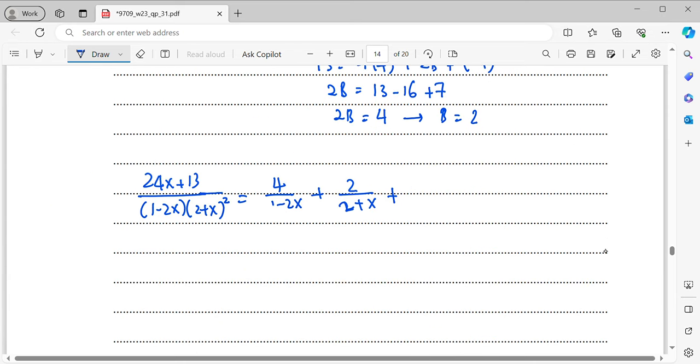So over 2 plus x squared. But then we don't write plus and minus. What we need to do is just simplify. The plus and minus becomes minus. So these are the partial fractions.